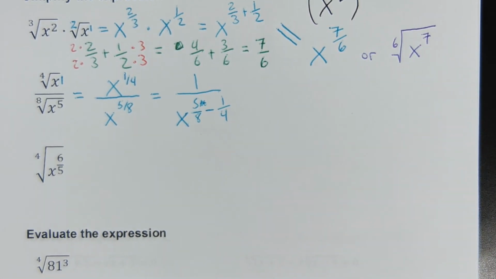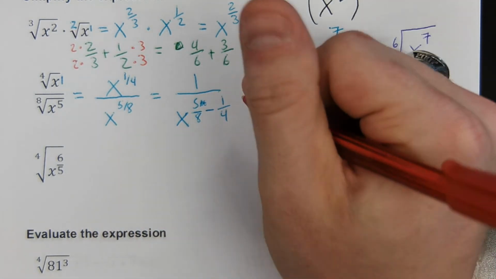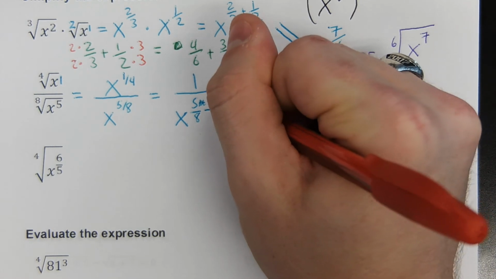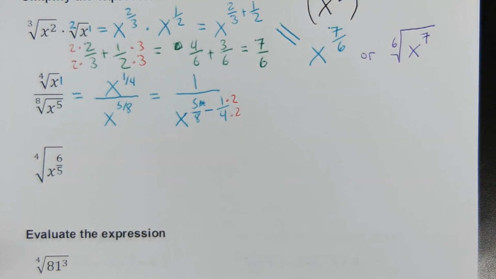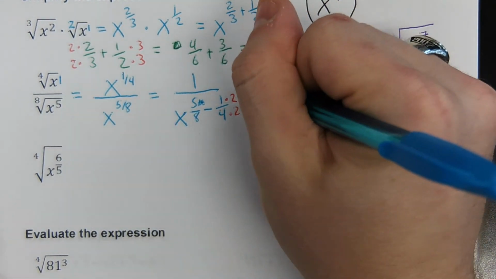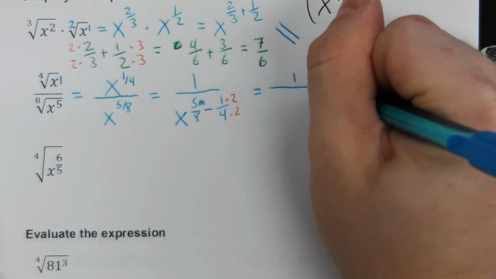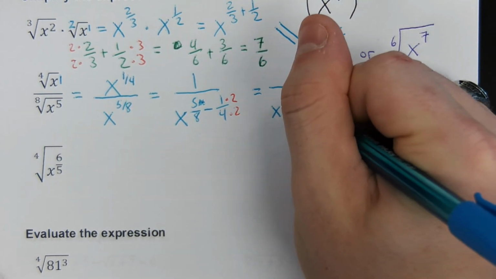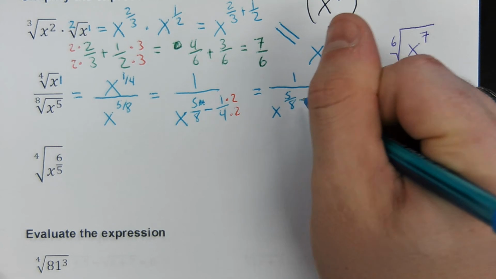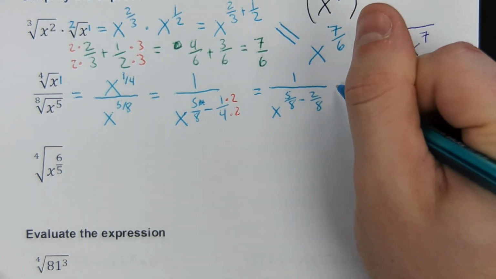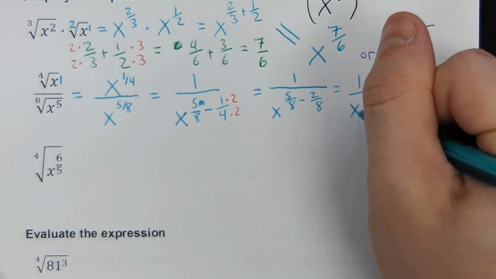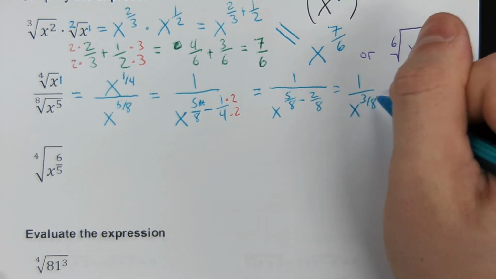Oh man, they actually have a really nice common denominator. What's the common denominator? It's just 8. So I don't even need a secondary set of information. I'll just go ahead and multiply the top and bottom of this by 2, so I can get 8. And that gives me 1 over x to the 5 over 8 minus 2 over 8, which is 1 over x to the 3 over 8.